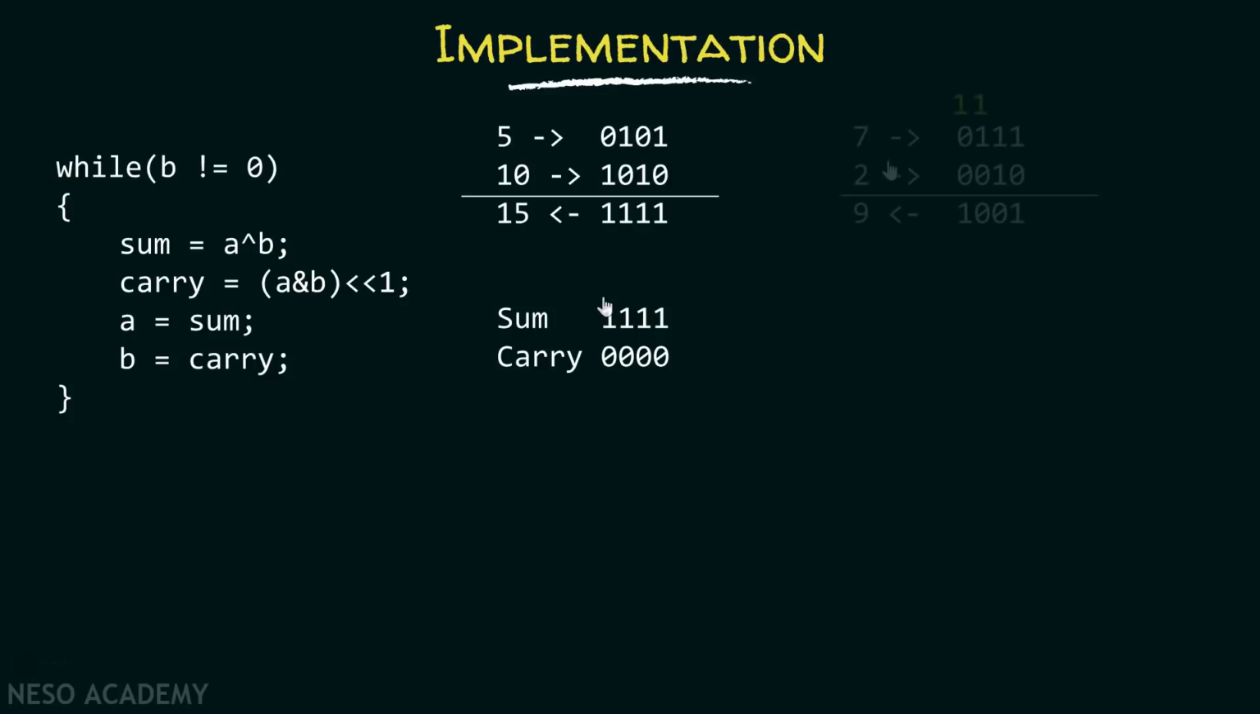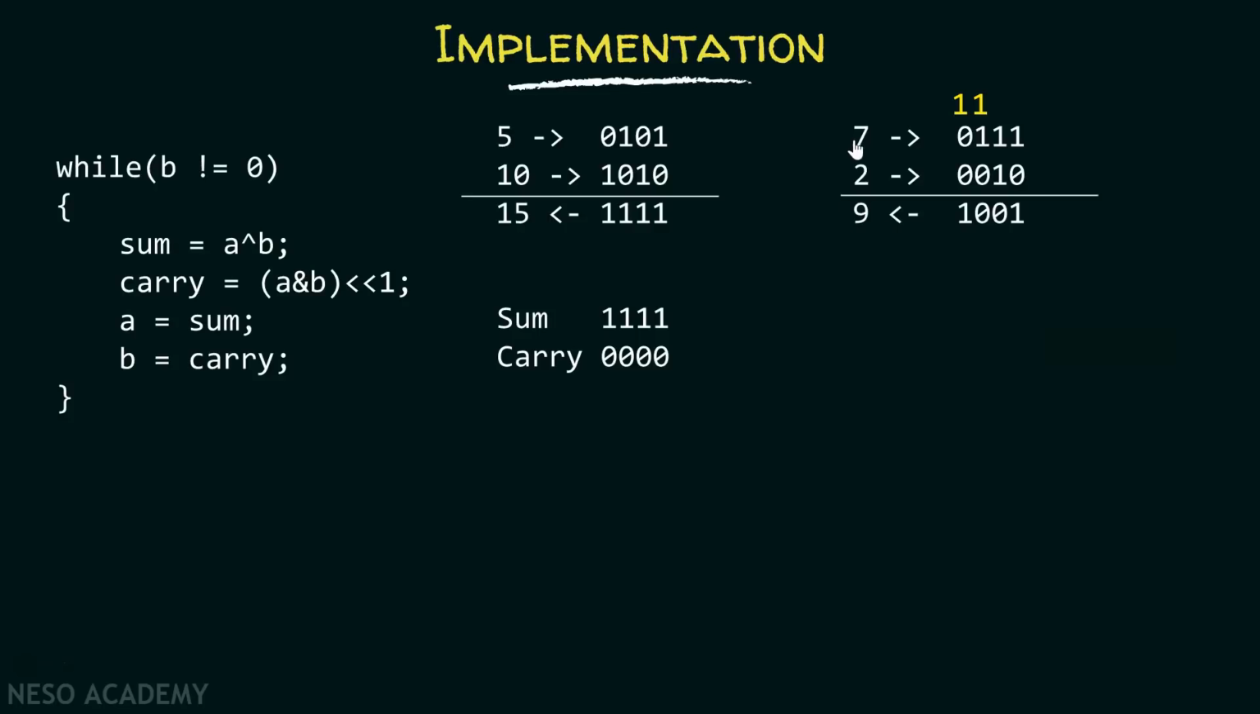Let's consider one more example. Here suppose we are considering two numbers, let's say 7 and 2. Binary representation of 7 is 0, 1, 1, 1 and 2 is 0, 0, 1, 0. 1 plus 0 is 1. 1 plus 1 is 1, 0. Therefore, 0 will be at the sum and 1 will be at the carry. 1 plus 1 plus 0 is again 2, which is equal to 1, 0 in binary. Therefore, 0 will be at the sum and 1 will be at the carry. 1 plus 0 is equal to 1, right? Therefore, the final output is 1001, which is equal to 9.